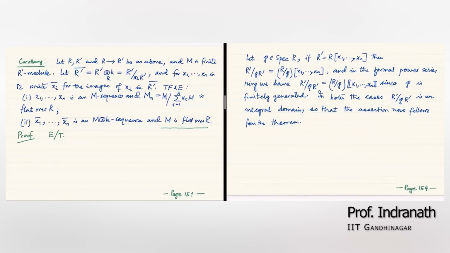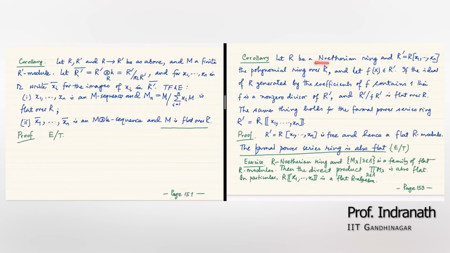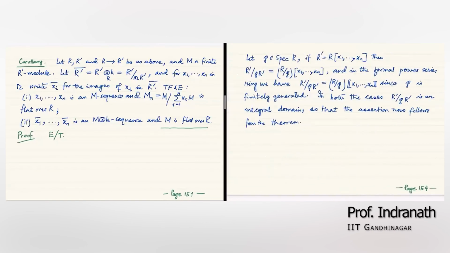So for a prime ideal P in Spec R, if you go mod P R', the extension of this prime ideal in R', then you know this becomes this. And in the formal power series ring, we have this. Of course, this is true in any case, since P is finitely generated. Don't forget that I have the Noetherian condition. Do verify these things once, please, if you are not sure. So in the formal power series ring also, you have this.